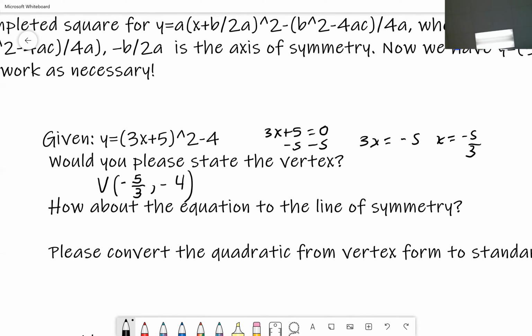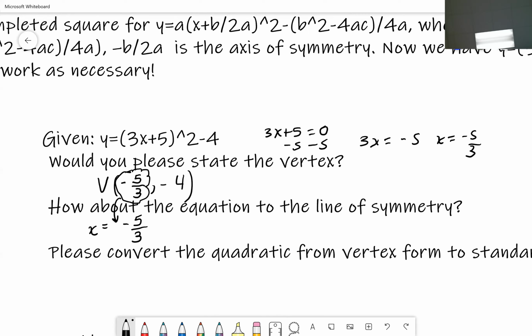Now, what's the equation of the line of symmetry? Well, it's whatever the x value is for your vertex. That's the line that splits the parabola in half. So whatever you got here, you just write it here, but you have to write x equals negative 5 thirds. You're indicating to me that that's a vertical line, which is going to split the graph half and half.